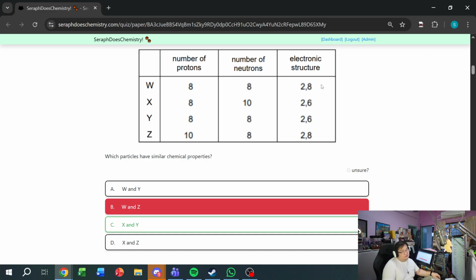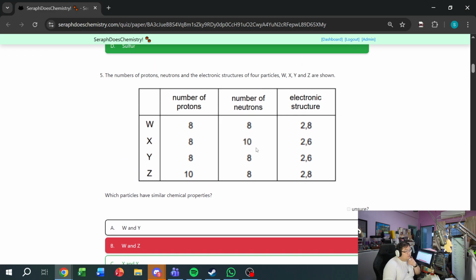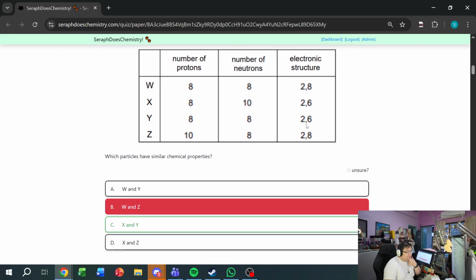XY, electronic structure, protons. Wait a minute, is it because this is 10, this is 8, this is 8, this is 10. W is an ion. Therefore W cannot be considered because if this is 8, the electronic structure of the atom should be 2, 6, not 2, 8. If it's 2, 8, W is behaving like a negative ion. But in this case, this is 2, 6 instead. In that case, you behave more like W and X. Make sense?